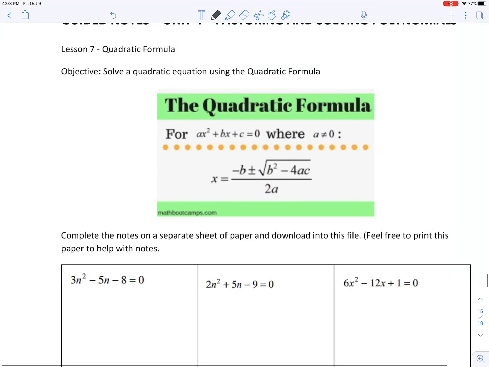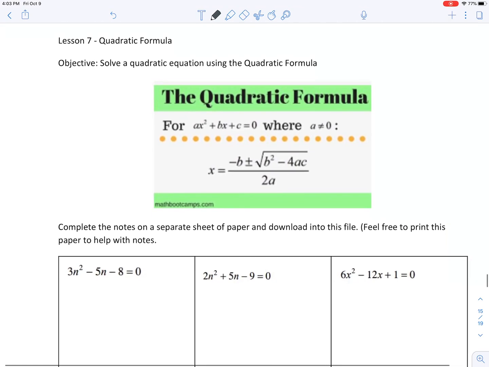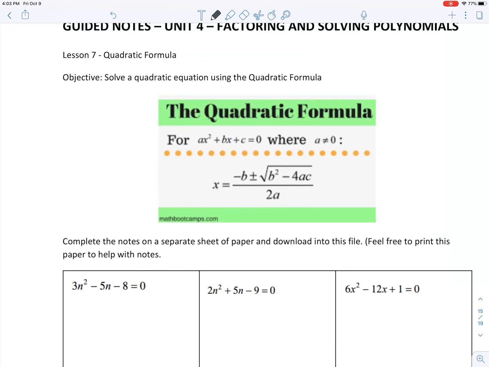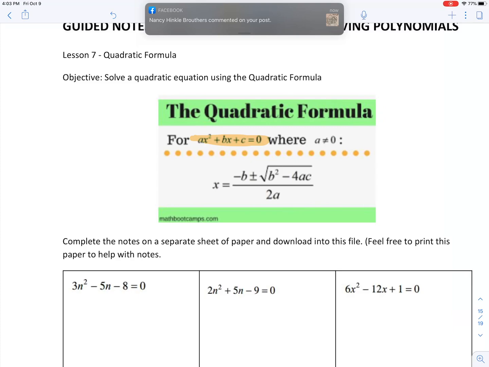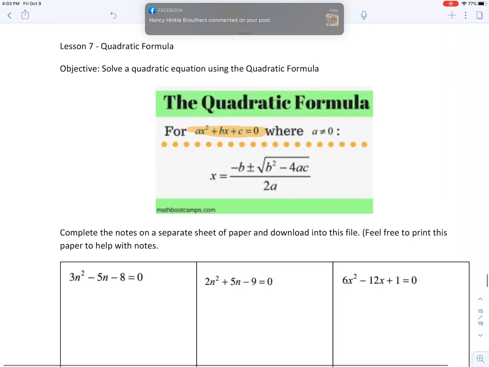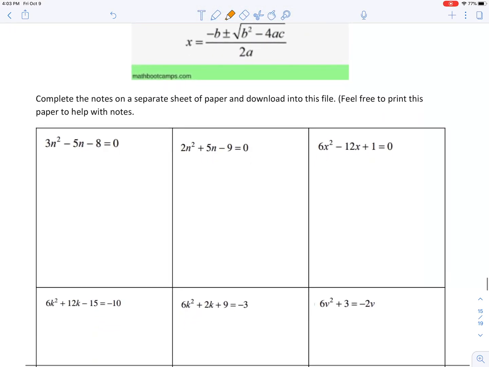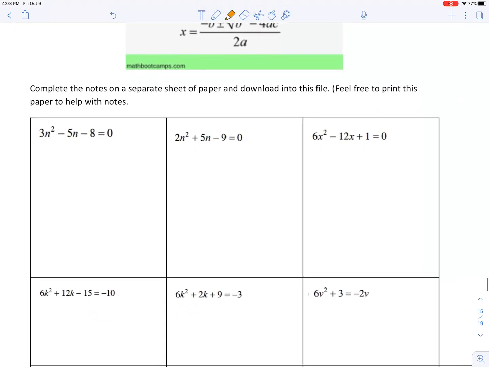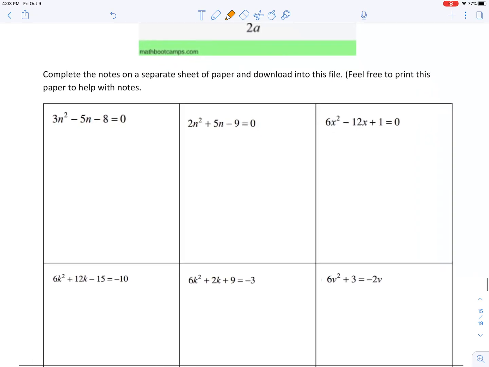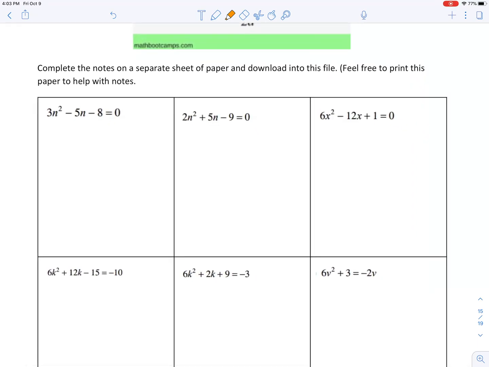So the formula is x is equal to negative b plus or minus the square root of b squared minus 4ac, all over 2a. Then your equation has to be in the form of ax squared plus bx plus c equals 0. So if it's not in that form, the first thing you need to do is to put it in that form. Okay? So here's what we do. We're given a quadratic equation. Some of these could be solved by factoring as well, but the quadratic formula works on everything.